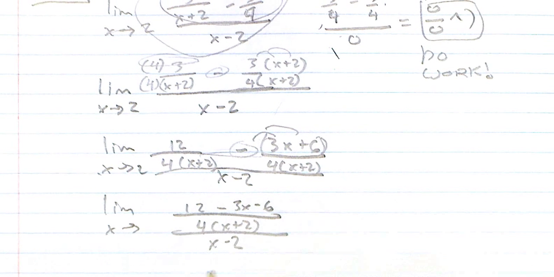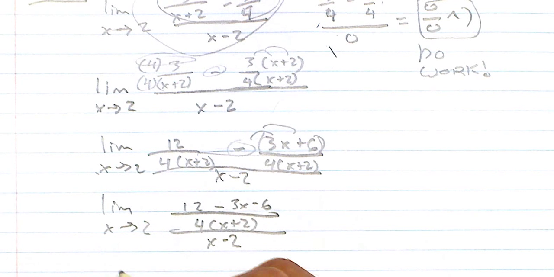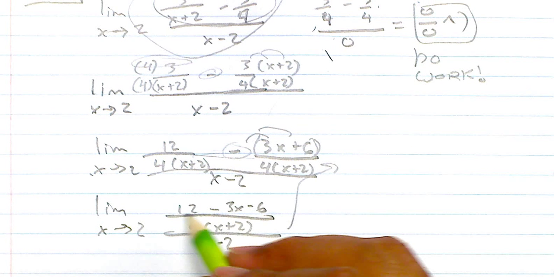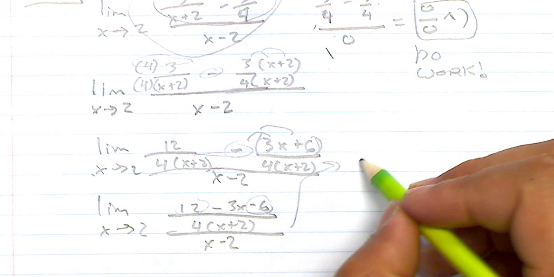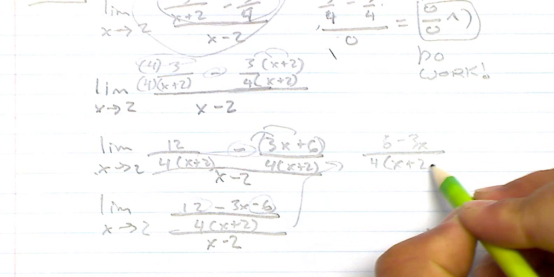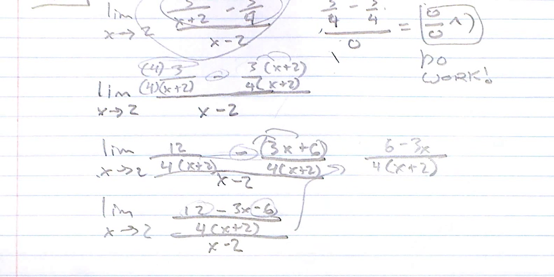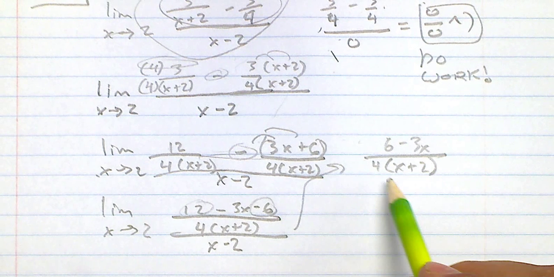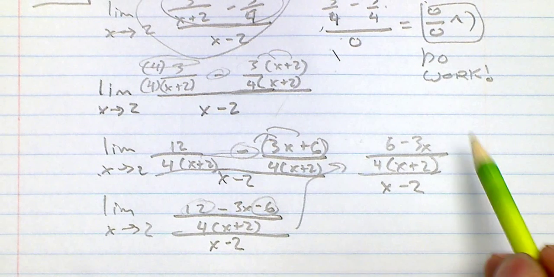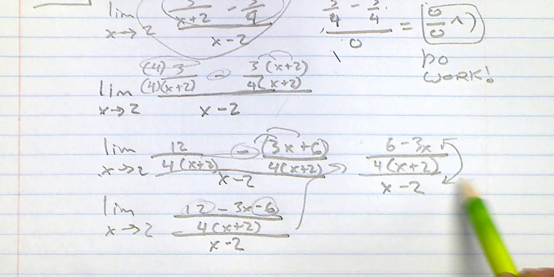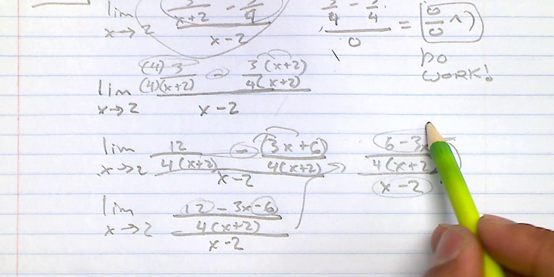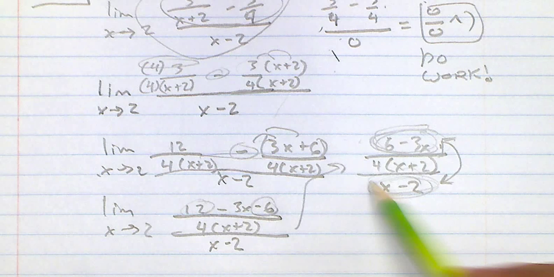Now, so we continue to plow ahead mathematically here until we reach the fact that 12 and negative 6 make 6, so you end up with 6 minus 3x over 4 times x plus 2. Okay, so there's not over x minus 2. So right here, what we need to do is see that there's something going on right here. There is something about to happen. Alright, so I always like to make things look like each other. So how can I make this look like this?